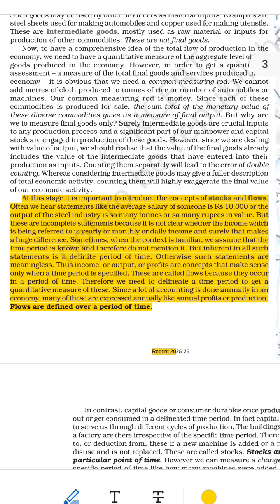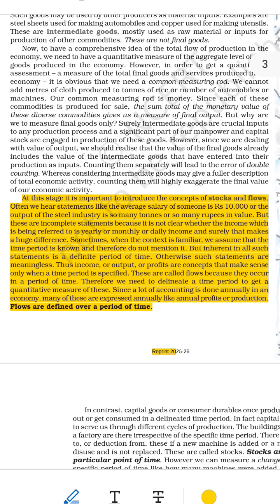But inherent in all such statements is a definite period of time. Otherwise, such statements are meaningless. If we don't say the time, it's not a complete idea. All flows need time to make sense. Thus, income or output or profits are concepts that make sense only when a time period is specified. Income needs time, per month or year. Output needs time, how many products per day or per year. Profits need time, profit in 1 month or 1 year.